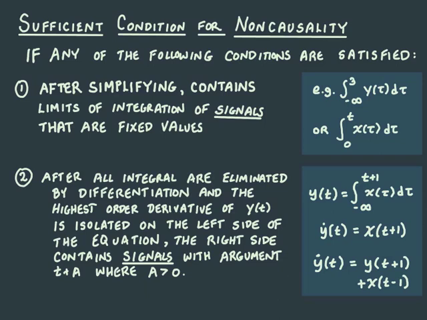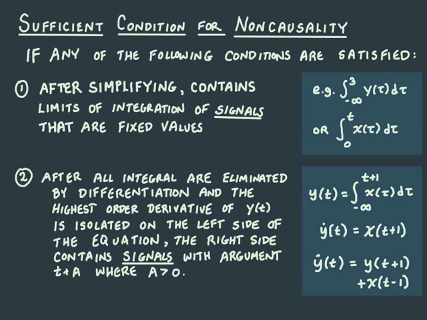The second sufficient condition for non-causality is that after all integrals have been eliminated by differentiation and the highest order derivative of y of t, the output, is isolated on the left-hand side of the equation, the right-hand side of the equation contains signals with the argument t plus a, where a is greater than 0.